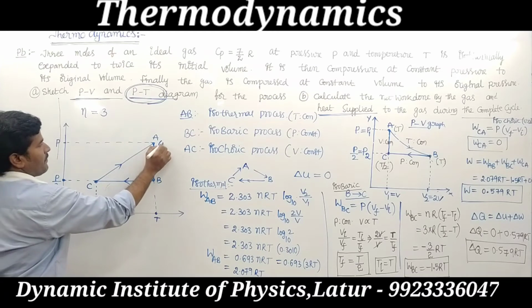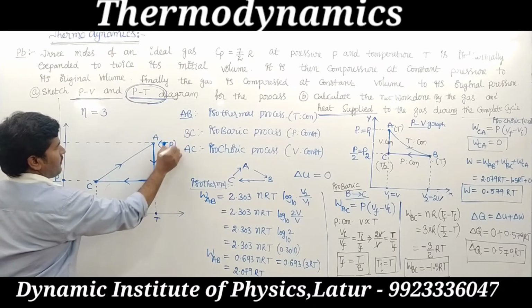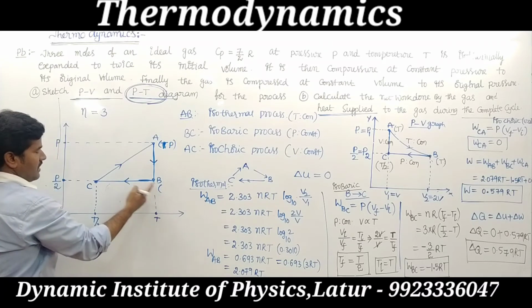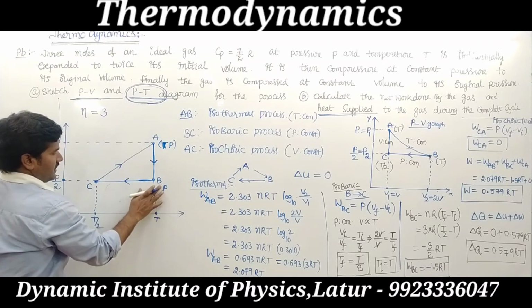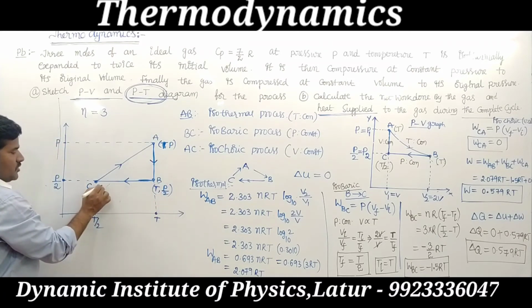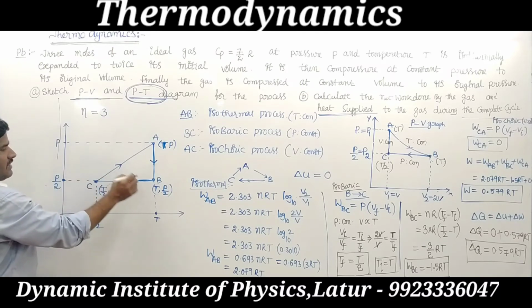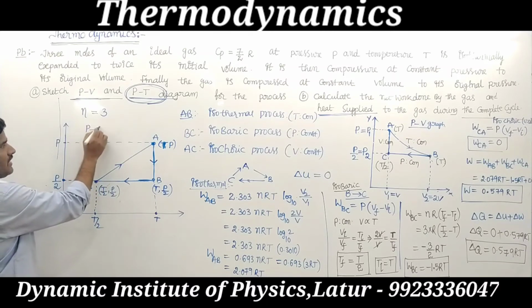That means I have pressure P, so this is T and P. Here, pressure P by 2 and temperature T, and pressure becomes P by 2. And C position, temperature T by 2, pressure P by 2. This is one cyclic process. This is the P and T graph.